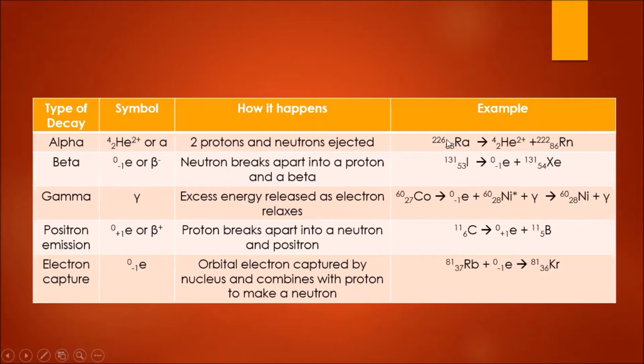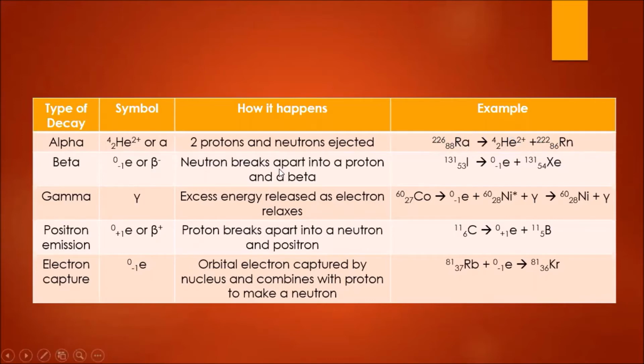Most common one, here's radium. Radium ejects alpha. And so note, it goes from 226 to 222. 222 plus 4 is 226. It goes from 88 to 86. 2 plus 86 is 88. So notice, the sum of all protons and neutrons add up to the original parent. All of this energy is conserved.